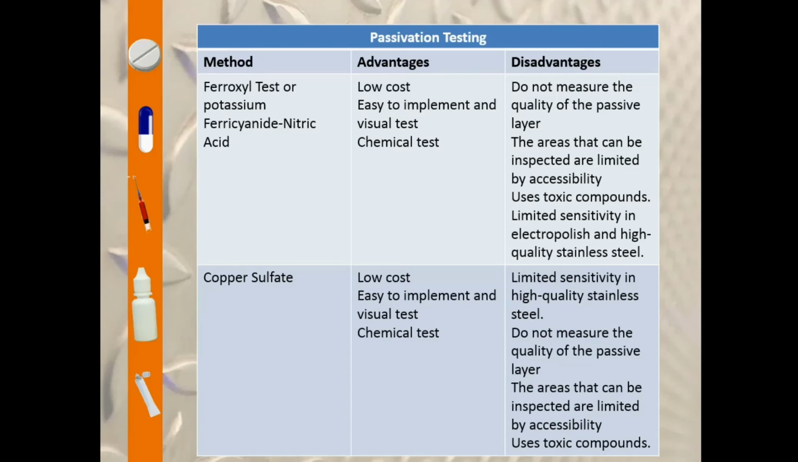The copper sulfate test's advantage and disadvantage are very similar to the ferroxyl test, with the difference that the copper sulfate test is less sensitive. It is quite useful for non-polished stainless steel.